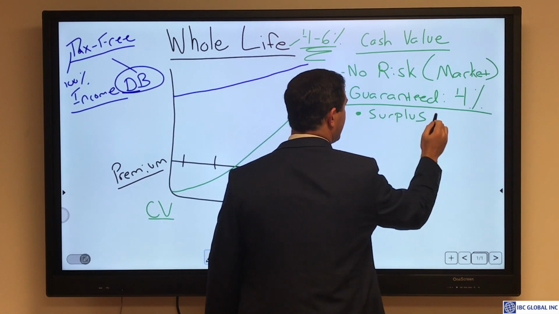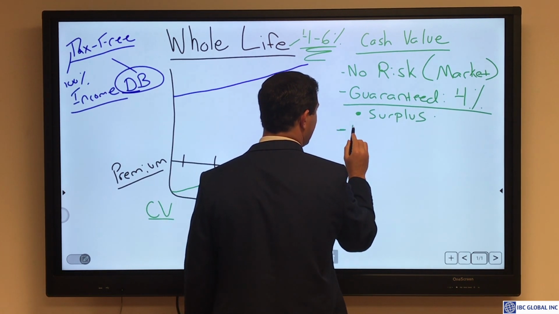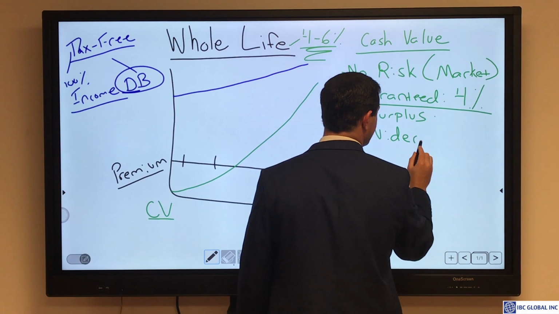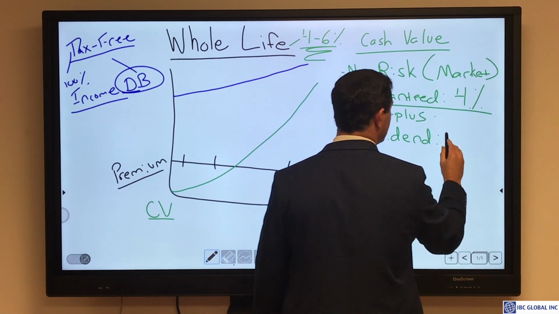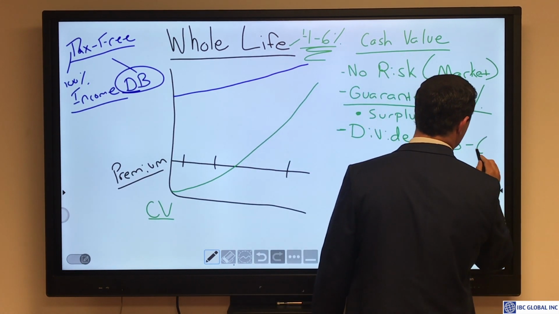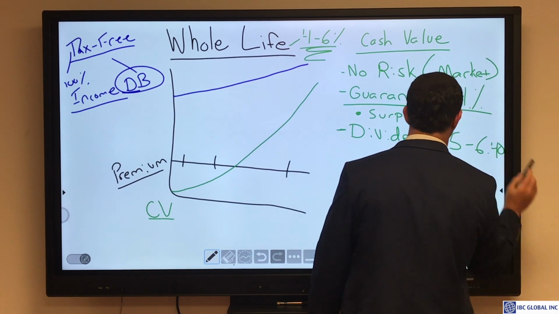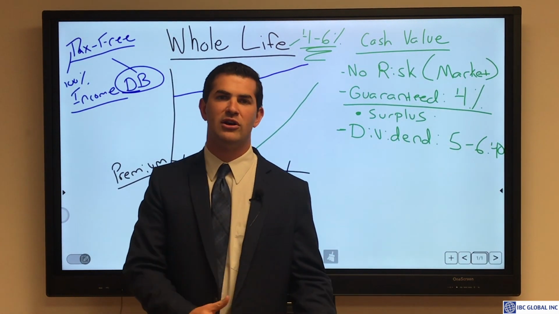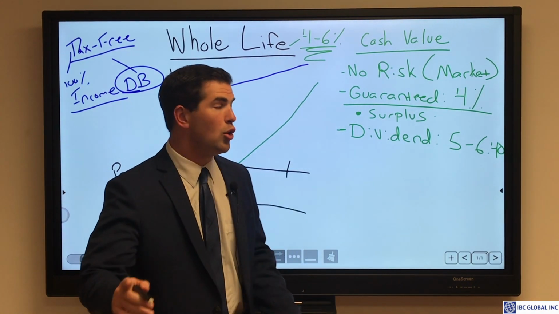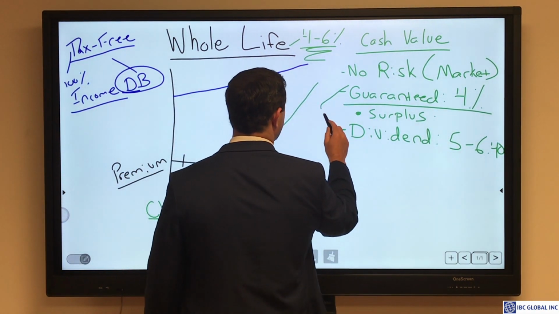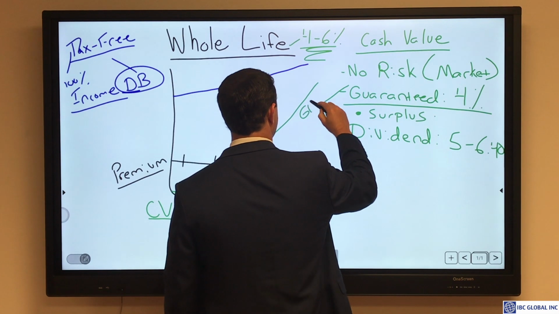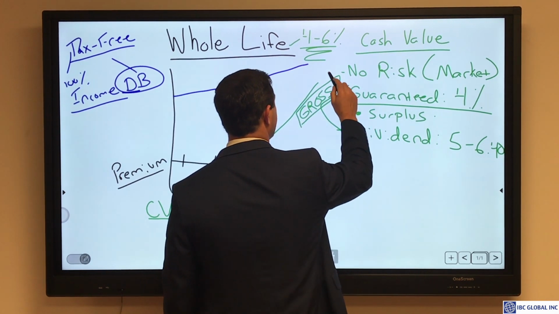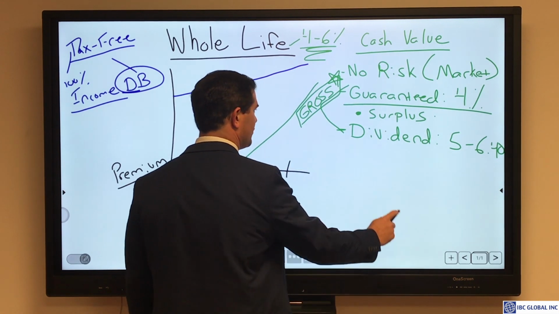The guarantee plus the surplus will equate to a total dividend rate. Dividends, especially with the top companies, you'll see range from about 5 to 6.4%, and this is for 2019. You will see dividends fluctuate a bit year to year. One important side note is that is always a gross return, and we've got content on gross versus net returns.